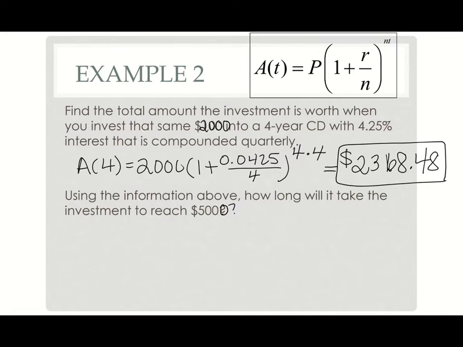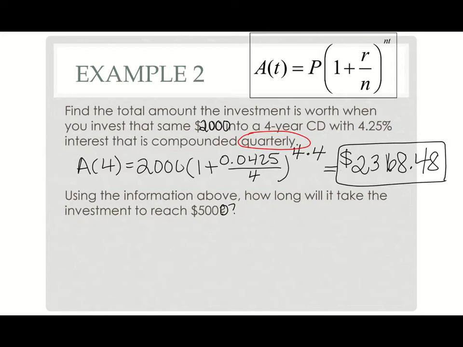Because here we're compounding quarterly, so only 4 times a year are we applying that interest, whereas in the last example, we're applying the interest 12 times each year. So the more you compound, the more money you're going to make.